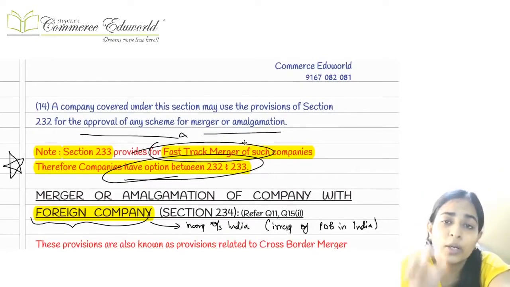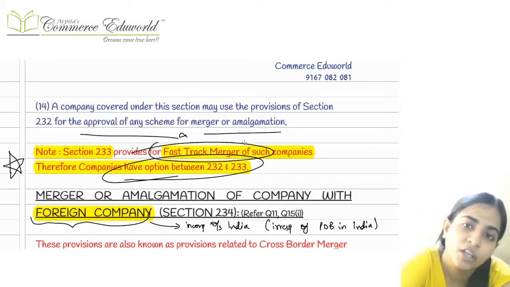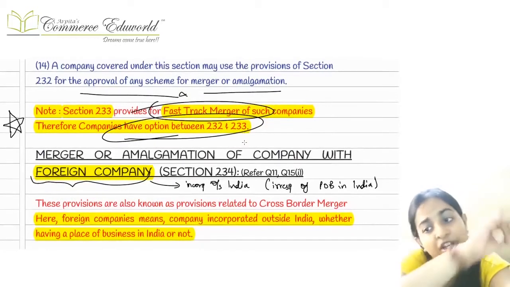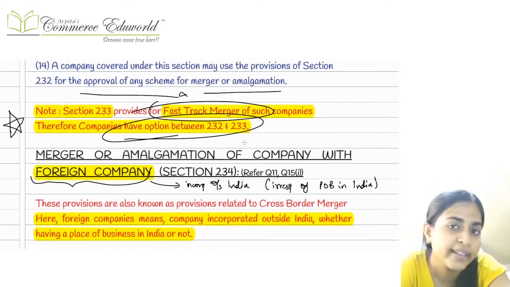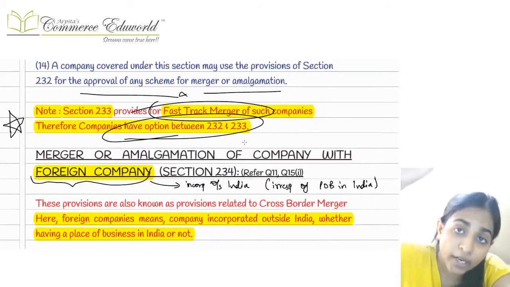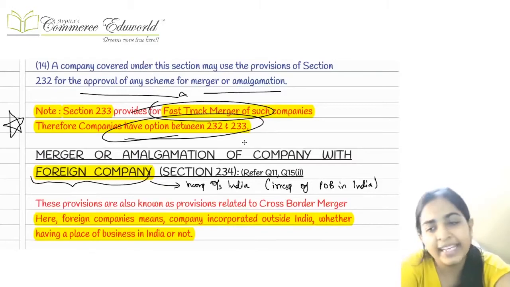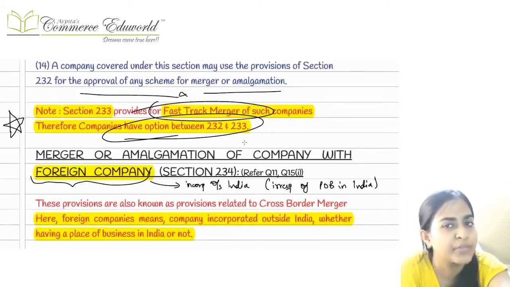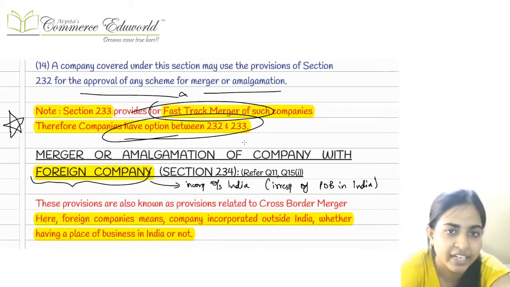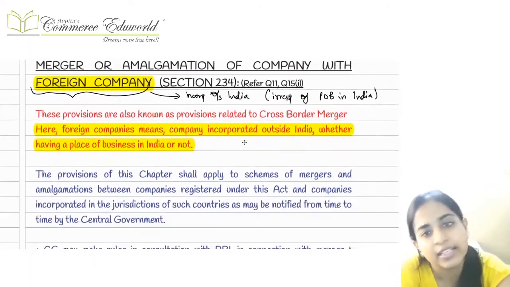Basically, those two companies have an option whether they want to go for fast track merger under section 233 or whether they want to go under the normal merger and amalgamation procedures under section 232. So basically there is no hard and fast rule for these two companies to go under 233 only or to go under 232 only. Right? They can choose depending upon the subjective circumstances which exist in every company. On those basis they can choose which section they want to go under.